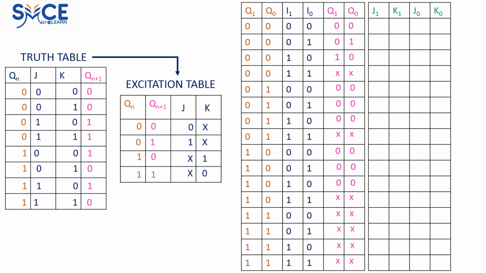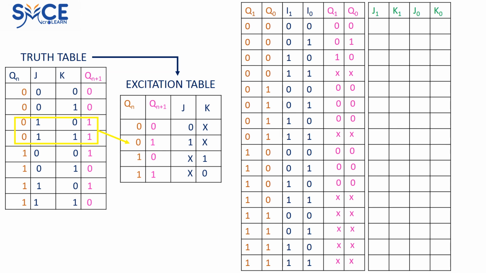When we observe the 2 cases of the previous output and the next output being 0 in the truth table, we observe that the inputs are J is equal to 0 in both cases and K is 1 in one case and 0 in another. Hence the inputs to be applied are 0x, which means J should be 0 and K can be anything.